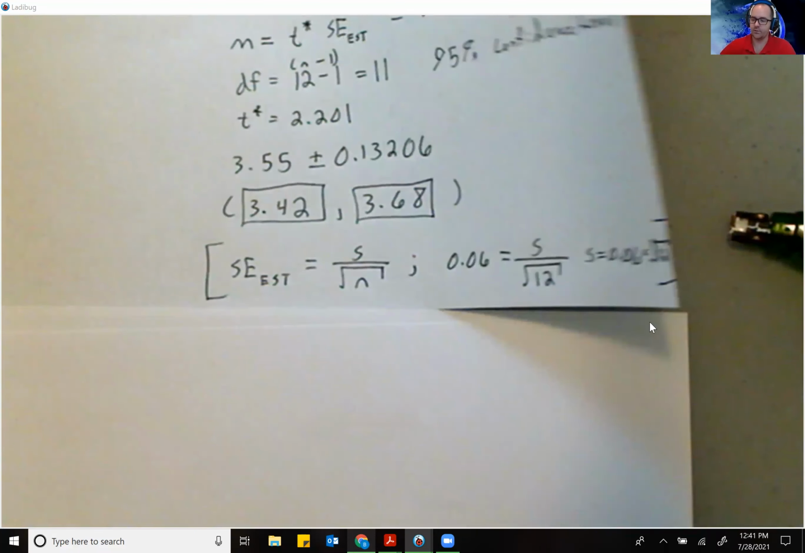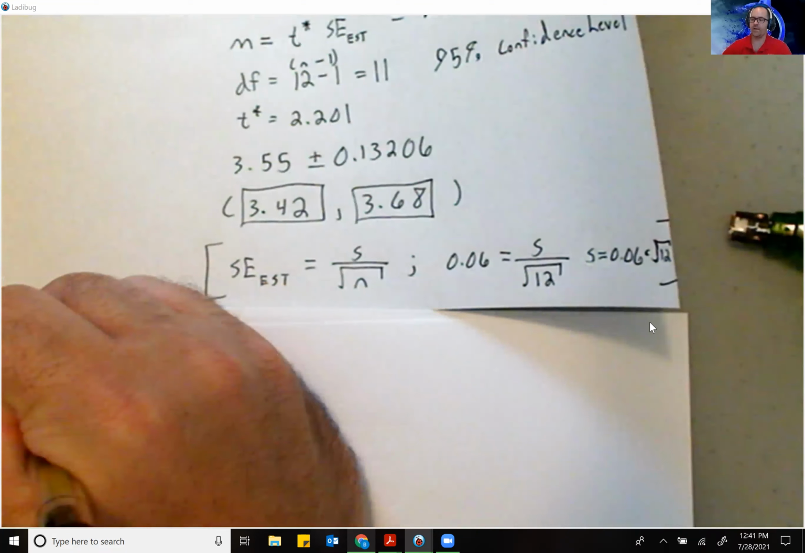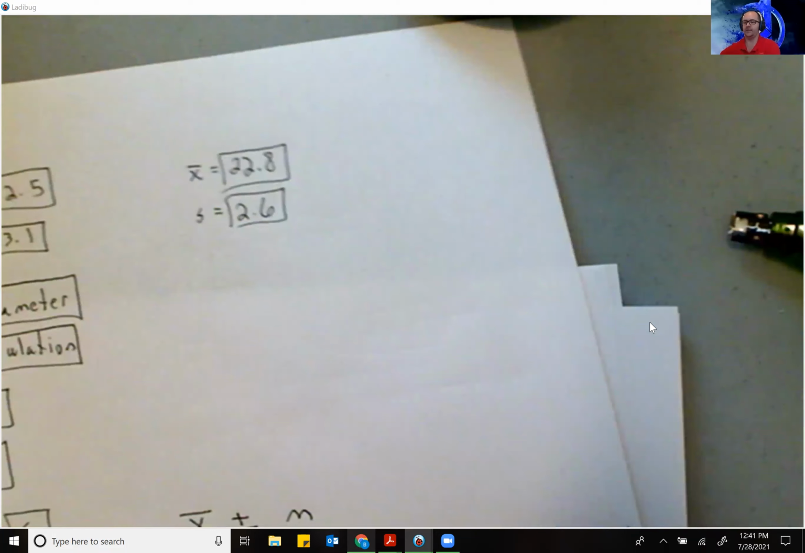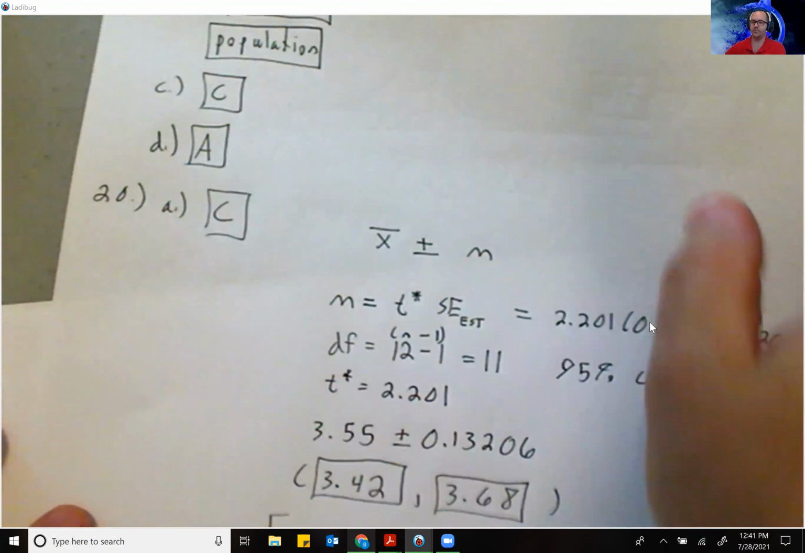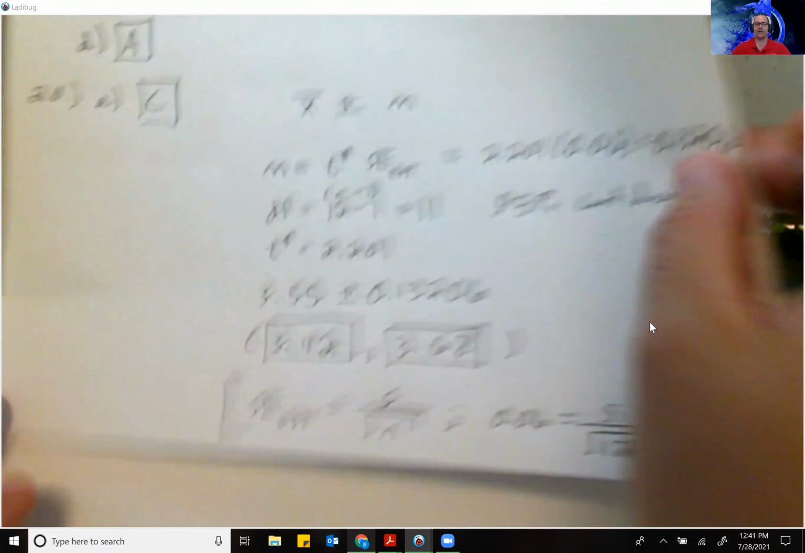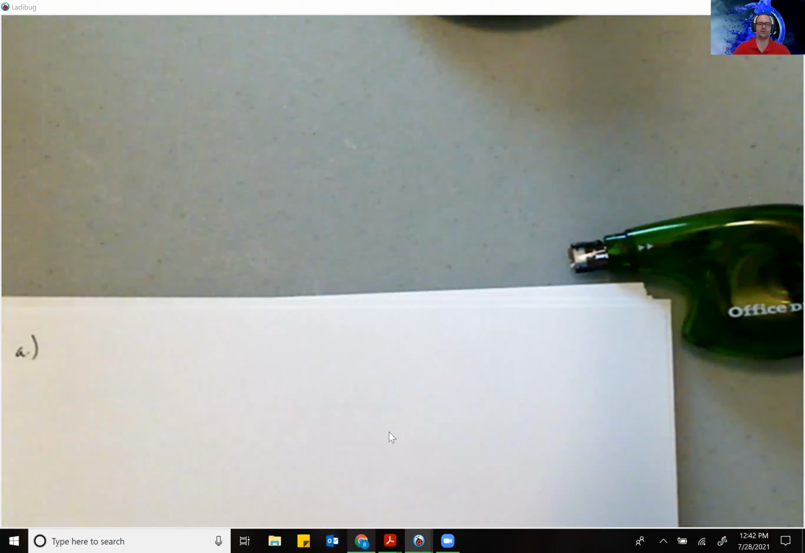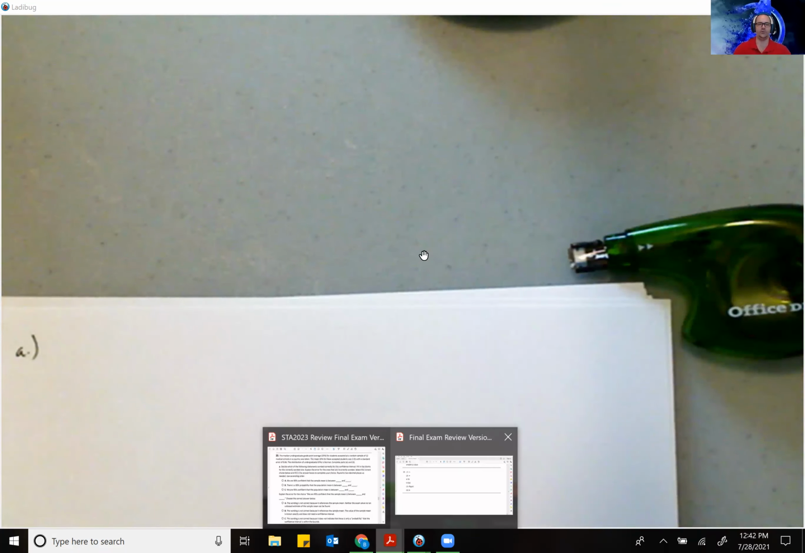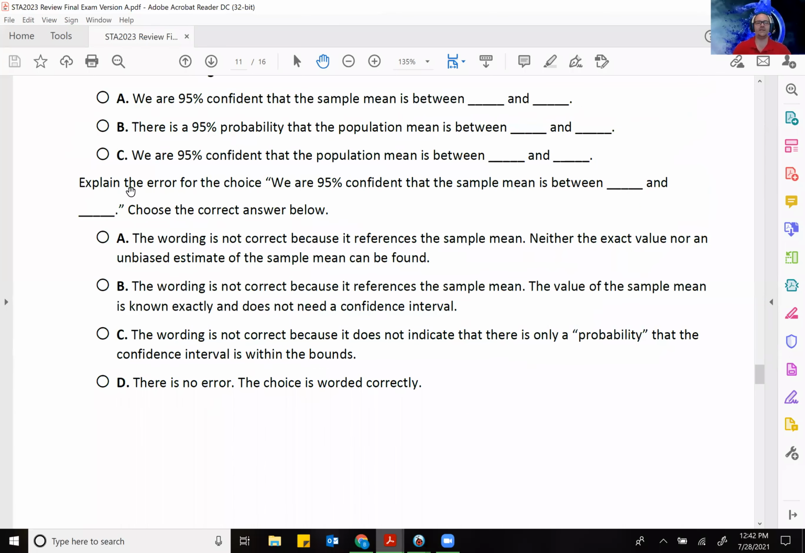All right, so there's still more to part A. Now in part A, we found the correct answer, which was C. We know what goes into our two blanks, the 3.42 and the 3.68. So now we got to talk about those answers that were incorrect and why they were incorrect. Explain the error choice for this one: we are 95% confident that the sample mean is between blank and blank. B.